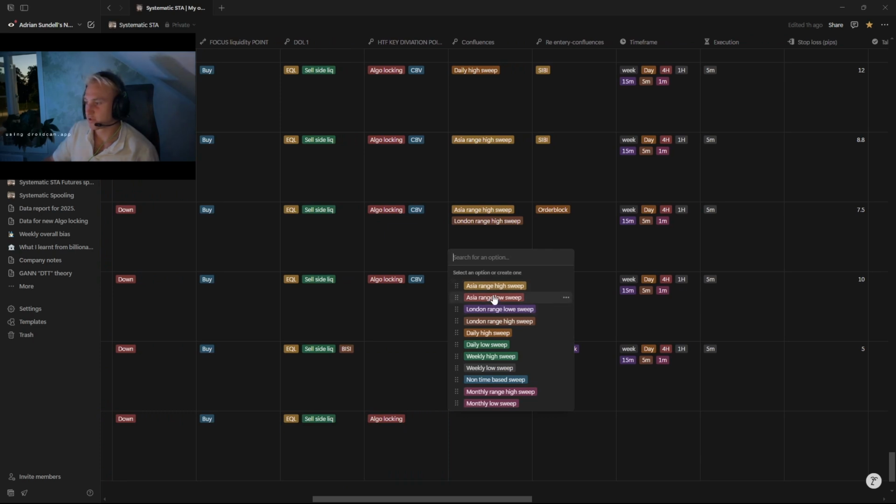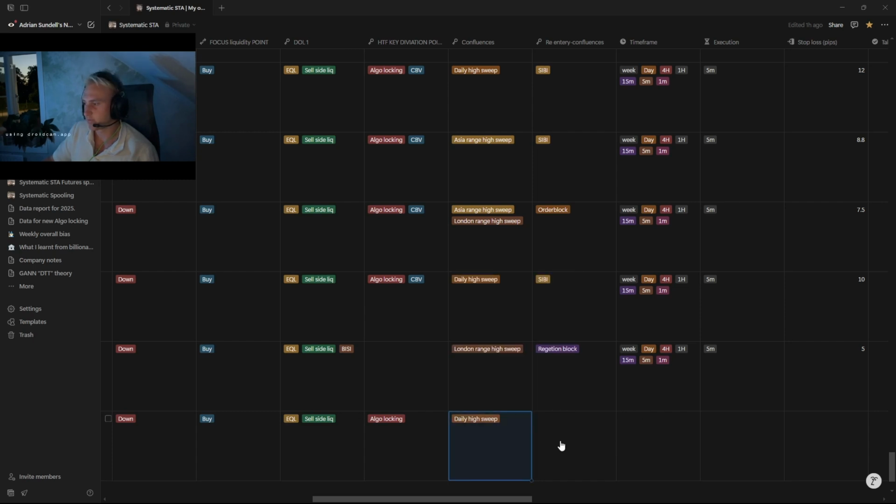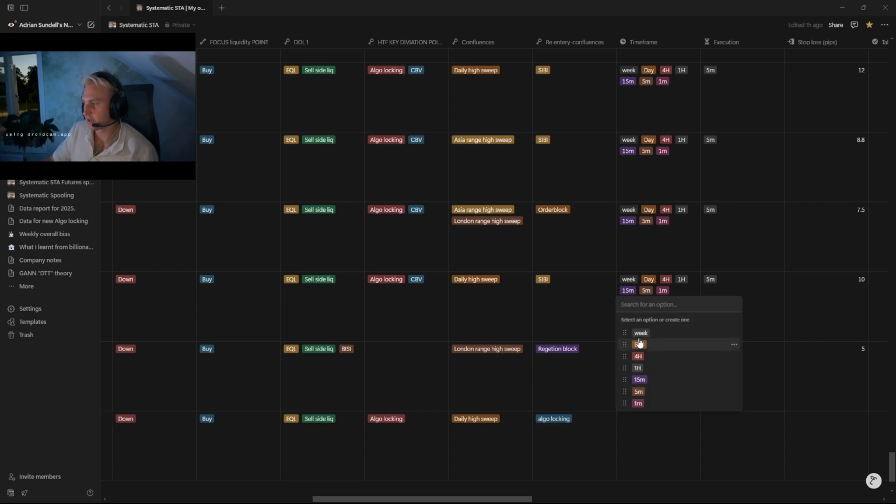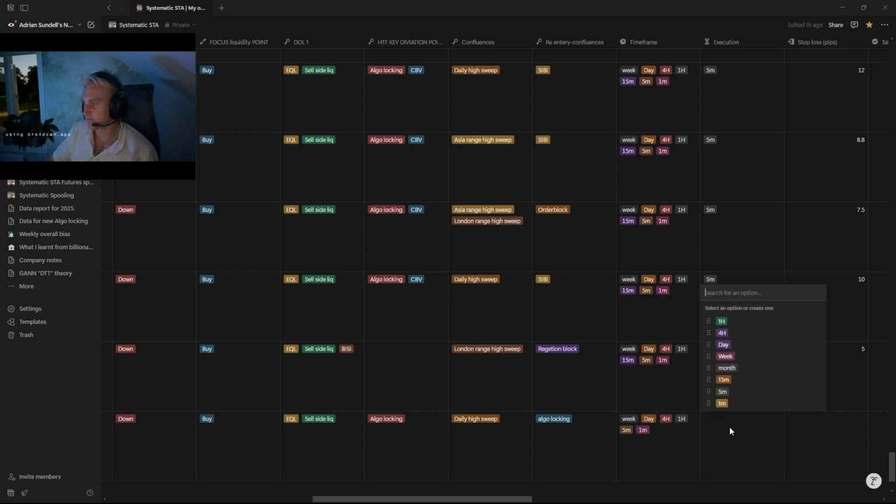The confluence was simply Asia, the previous daily high sweep. My re-entry confluence was simply algo locking here as well. I used all of these time frames when I executed on a trade to find level alignments, etc.